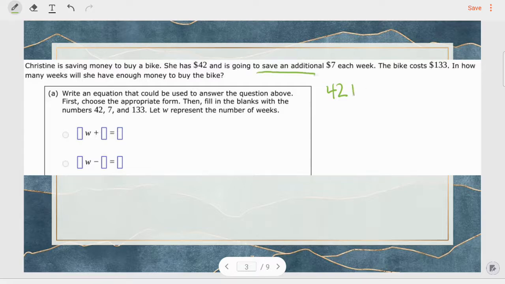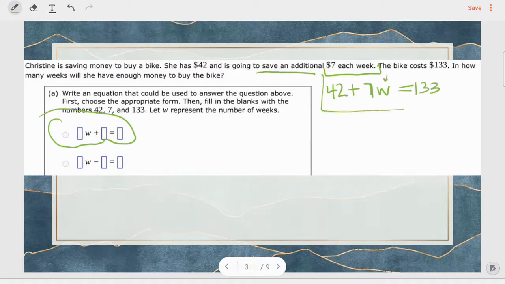Well, it says she saves, so she increases by $7, and $7 again, and $7 again, because it says $7 each week. Remember that each is a key feature that I'm going to put 7 and then the variable. I chose W because down here in this problem they used a W. W stands for the number of weeks. If she saved for 3 weeks, I'd do 7 times 3. Now, is that all that she saves? Yep, she's not adding anything extra. And the bike costs a total of $133, so equals $133.